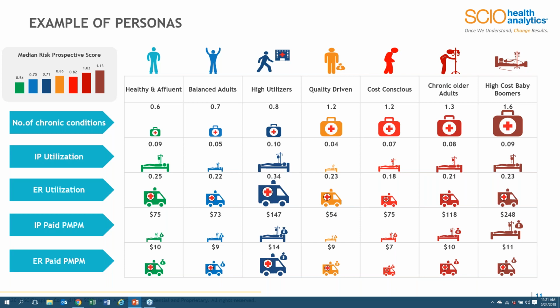But some of the metrics that we're looking at, as John mentioned here, would include things like number of chronic conditions, the inpatient utilization, emergency room utilization, inpatient per member per month payments, ER per member per month payments. And certainly there are many other additional metrics we calculate as well. Think of this as the back-end analysis that comes up with that prospective risk score that John mentioned on the previous slide.